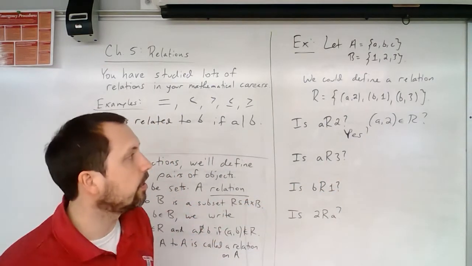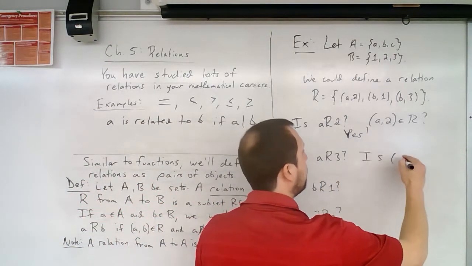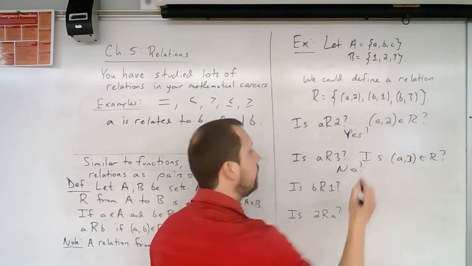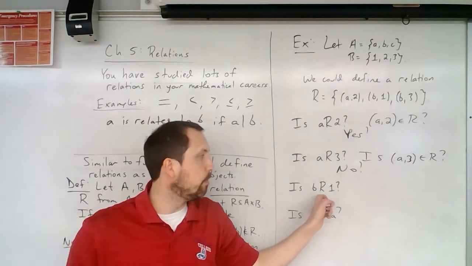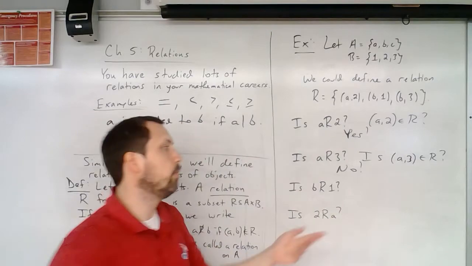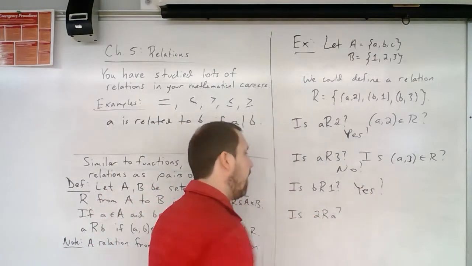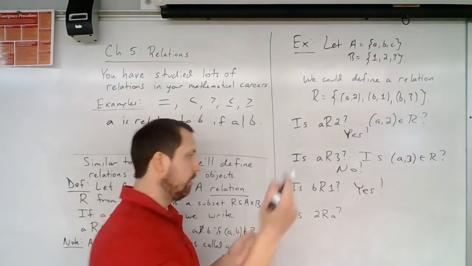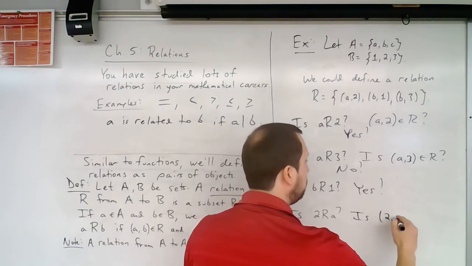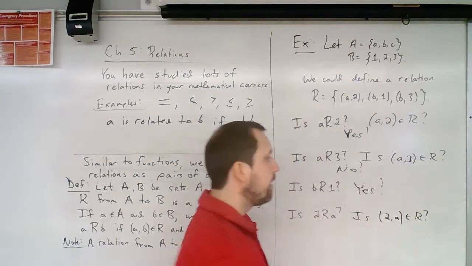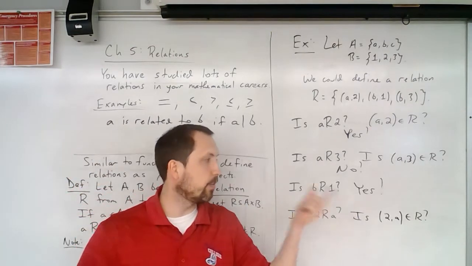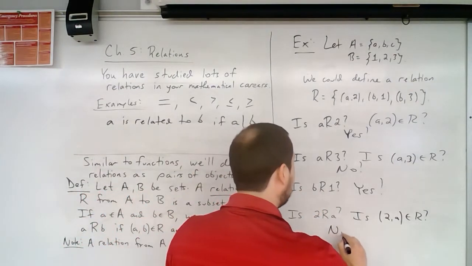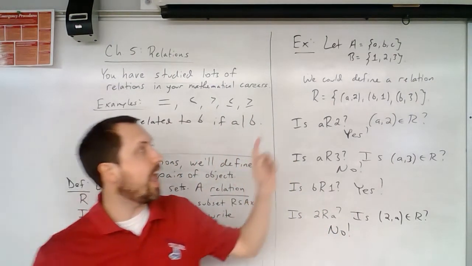Is a related to 3? So is (a, 3) an element of R? Well, no, obviously not. What about b and 1? Is (b, 1) in this? Well, yes, these are related. And then is 2 related to a? Now, what we're asking here is, is (2, a) an element of R? Notice that we have to be very careful, because the order does matter. (2, a) is not in this, but a is related to 2.